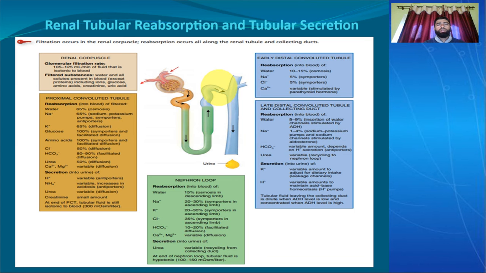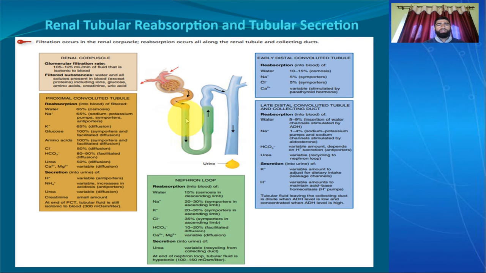The last portion of the distal convoluted tubule works under the effect of ADH. When ADH is secreted, the principal cells here turn permeable to allow water reabsorption. And when ADH level is low, it is impermeable to water and does not allow the water to get reabsorbed in this portion. So we see maximum reabsorption happens here.